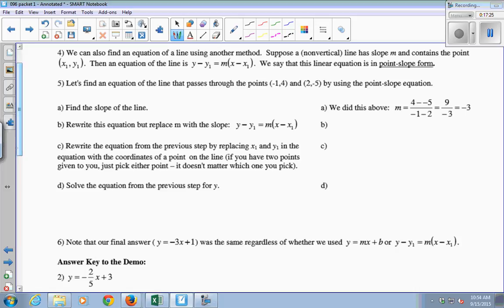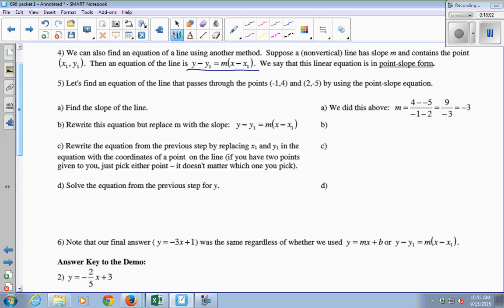All right, we can also find an equation of a line using another method. You can always pick the method you like best. If you like the method we just did, you can just plug your ears for a minute, right? But this one has its advantages, okay? So suppose we have a non-vertical line, it has slope m, and it goes through the point x1, y1. An equation to describe this line would be y minus y1 is m times x minus x1. So we call that the point slope form of a line, because all you need is the slope and 1 point.